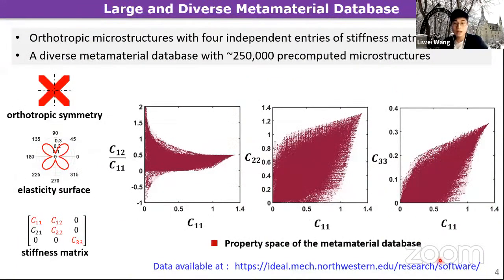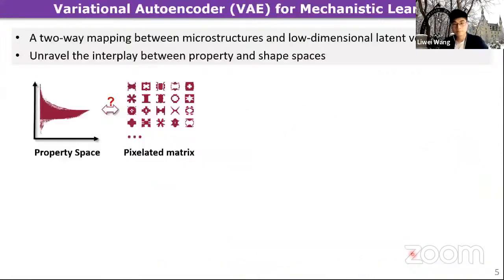In this study, we only focus on orthotropic structures, that is, the geometry and properties have orthotropic symmetry. We only require four independent entries to describe the stiffness matrix. They span the property space of the database. With the proposed data-driven database generation method, we construct a database with nearly 250,000 microstructures covering a wide property space. This data set is available at our research website.